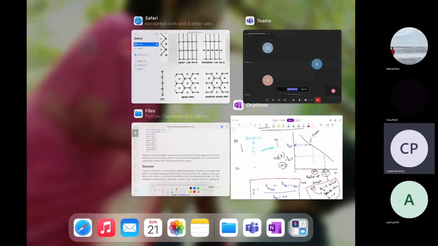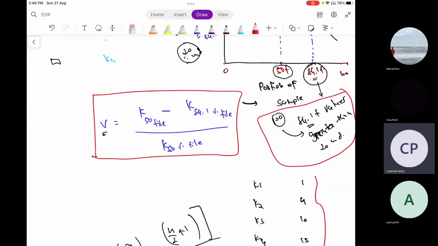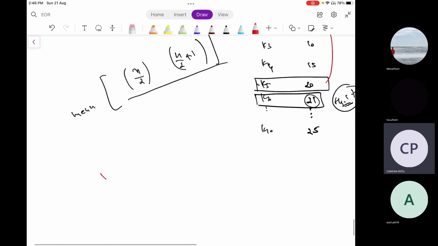Yes, so this is a very simple one. We are going to calculate this value. Let's say the median value and the 84.1 percentile value. These two are near to each other. If these two values are very near to each other, or equal, that means my reservoir is homogeneous. So let's say v is equal to 0, it means homogeneous.